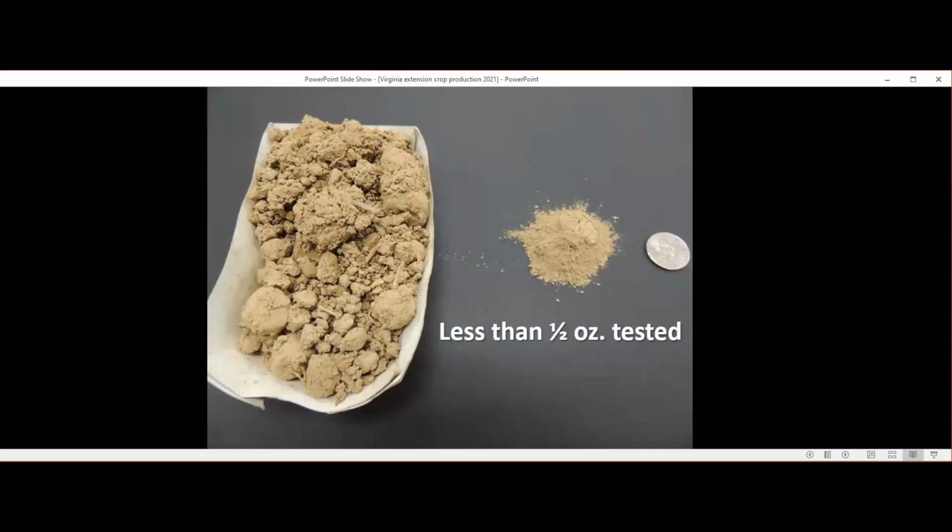So that's pretty much all I have to talk about on the soil test, but there is one thing I wanted to say. People ask, why do my results vary from year to year and not match exactly the same?